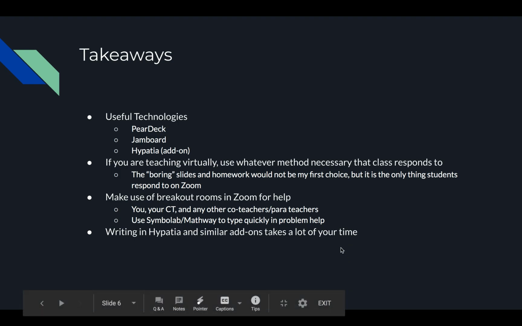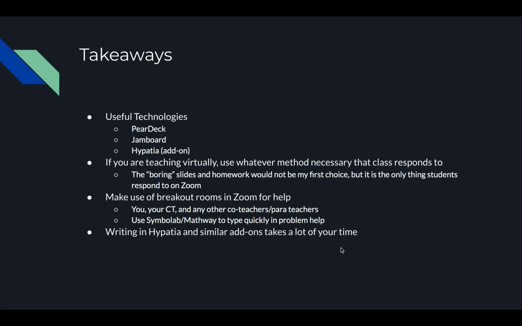And like I said, if you use Hypatia, just be careful. It takes so much time, and if you use it at all, what I ended up doing for the last 2 days was just writing the original problem using Hypatia so it would look nice going into the class, but then working all the rest of it out by hand on Pear Deck.